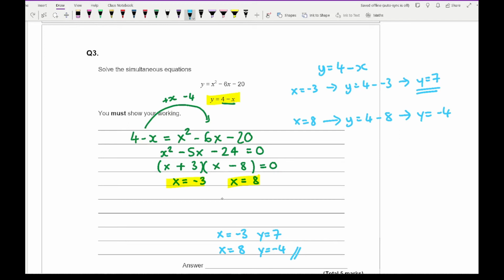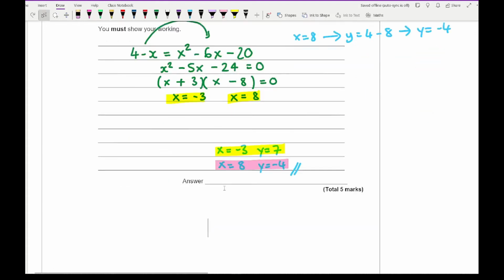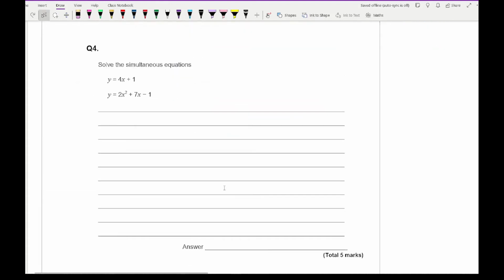Now again, if I wanted to write it as a coordinate, I shouldn't really lose any marks. But because this doesn't refer to a graph, you want to write these answers as two sets of numbers. Just make sure that the respective x goes with the respective y. That purple is not a good choice, so let me just get rid of that. There we go. Moving on to question 4 again.